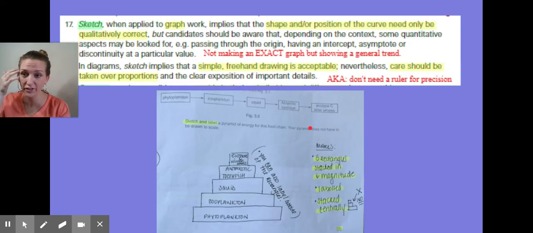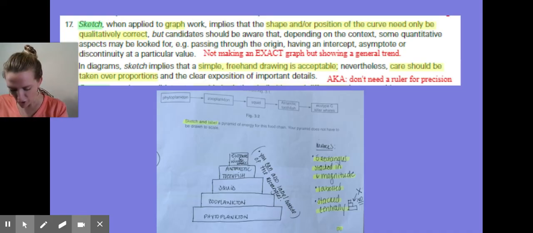Sketch. Sketch is a good one for you guys because it means you don't have to use a ruler. You don't have to be exact. You do need to be in proportion, but you don't need to be exact. You don't need a ruler. So it's for graph work. You could do a shape or position of a curve. It just needs to be qualitatively correct, which means the general shape, the general trend should be correct. It does not have to be numerically exactly correct.